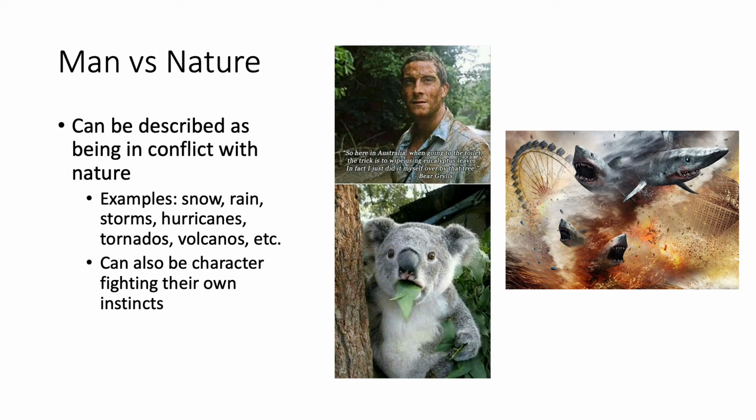The next one is man versus nature, which can be described as man being in conflict with nature. For the most part, this will be a character up against the elements: snow, rain, storms, hurricanes, tornadoes, volcanoes, etc. This can also be a character fighting against their own instincts. Contrarily, entities of nature can be in conflict with the intentions of humans.